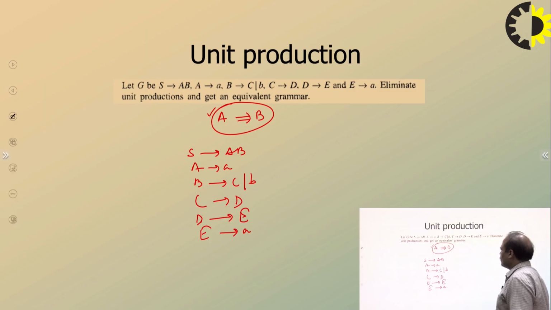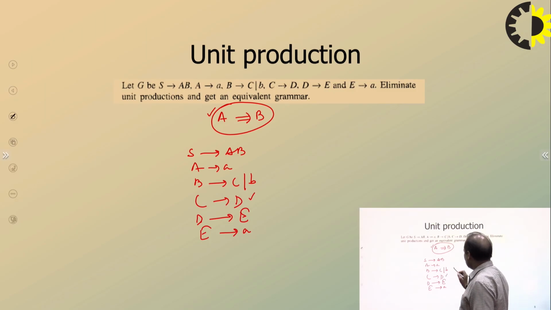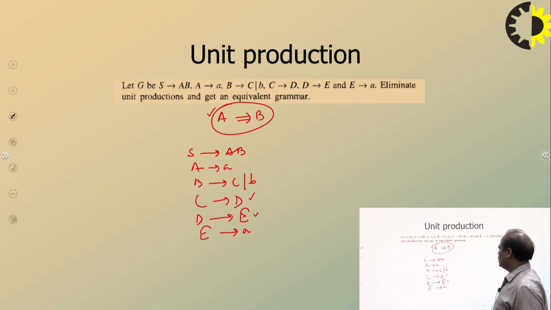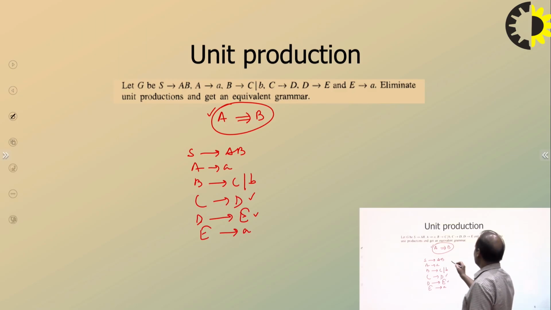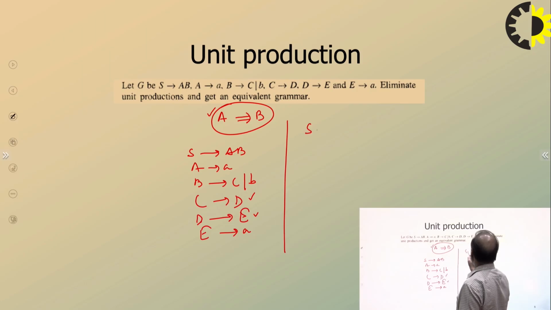Look at this first attempt. This is a unit, this is a unit, right? And B goes to C is a unit. It is a very simple procedure. This remains as it is. S goes to AB remains as it is. A goes to small a, B goes to small b is there.